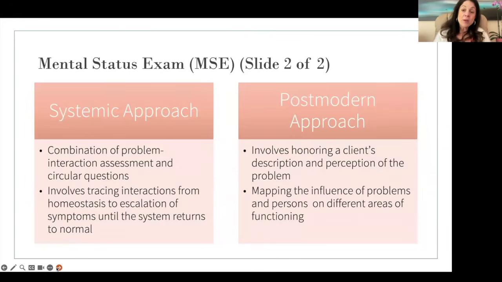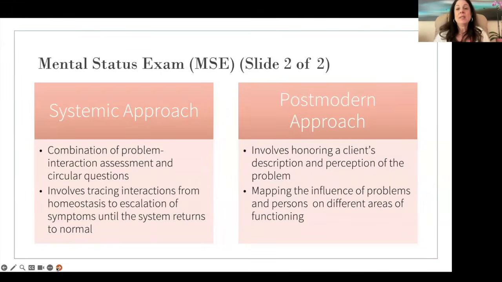And so from a postmodern approach, you will be focusing on honoring the client's description and perception of the problem. And they have interventions within the postmodern approach, such as narrative, where they're mapping the influence of the problem on the person, and then the influence of the person on the problem.